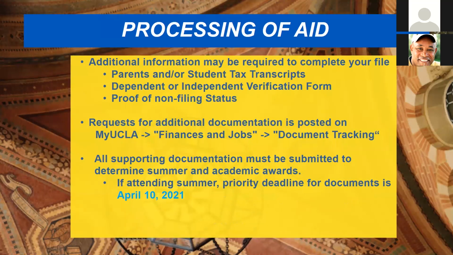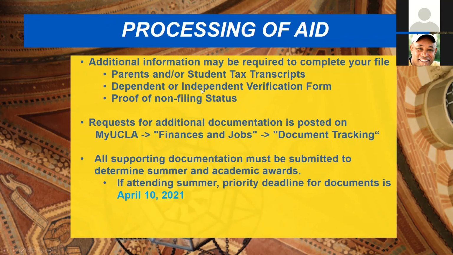Now, once you've done all the applications, sometimes for some students we ask for additional documentation, because sometimes you get selected for a review process called verification. In that process, we'll be asking for either the parents' tax transcripts or the students' tax transcripts. If you're a dependent student, we will ask that you and your parents complete the dependent verification form. If you didn't file taxes, then we'll need proof of that, proof of non-filing status.